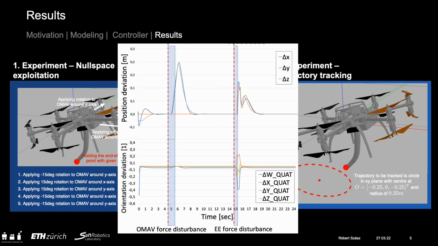The diagram shows the result of the disturbance recovery. It can be seen that the system reacts fast, and returns to the target position after the disturbance vanishes.